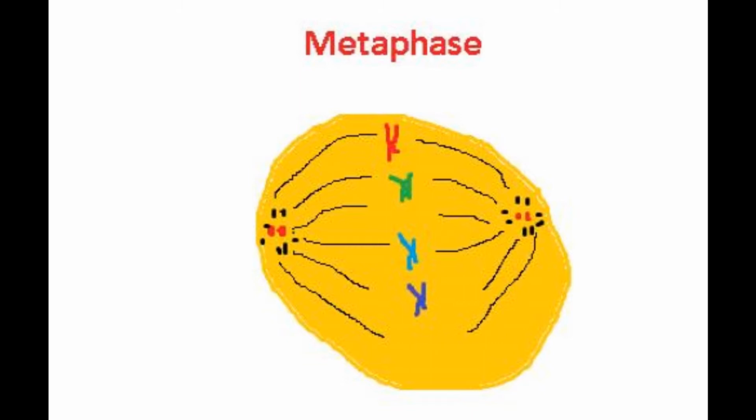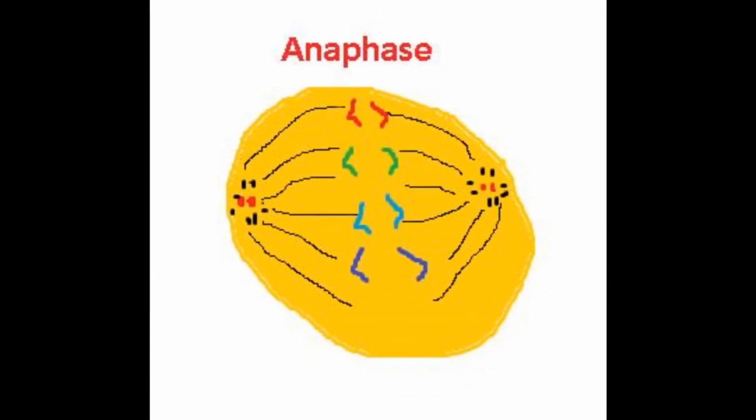So the next stage is metaphase. And in metaphase, sister chromatids are pulled along the spindle apparatus towards the cell center and line up in the middle, as you can see by my diagram. And this ensures that the new cells have accurate copies of the chromosomes. And then after that comes anaphase. That's the third stage in mitosis.